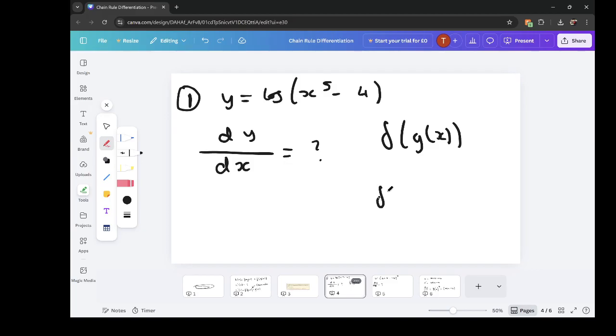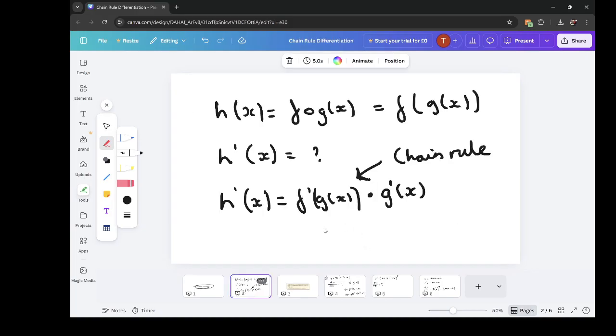So your f of x is cosine, while your g of x is equal to x squared, x to the power 5 minus 4. These are your two functions given. So now let's try to find the f prime and g prime, because we're going to need them both according to our equation here. We need f prime in this case, and then g prime over here.